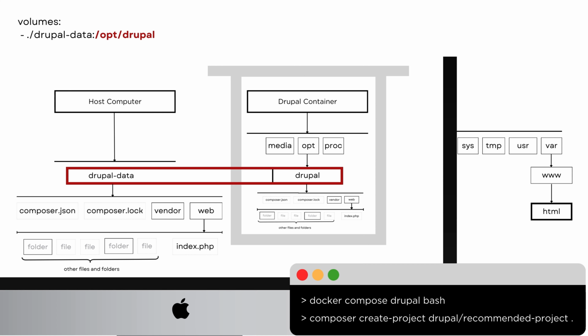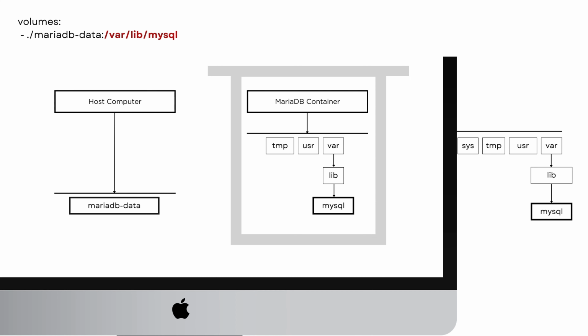Notice how we don't need to install Composer, PHP, Apache, or any of these components on our host computer since we have them inside the Drupal container. This is one of the goals of our containerized Drupal installation. As I mentioned previously, all we need is Docker Desktop and our IDE or code editor to install and have a persistent copy of our Drupal website using Docker. For the MariaDB service, Docker handles volume mapping in a similar way.